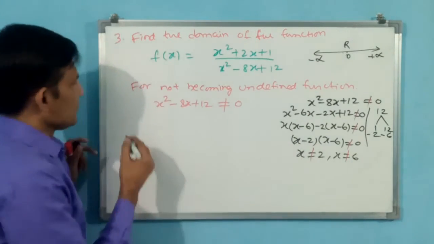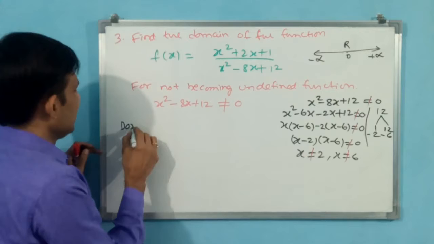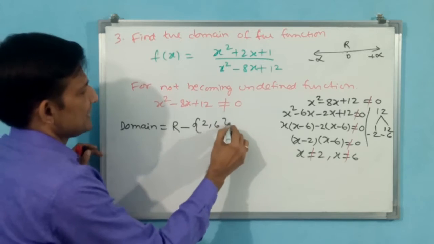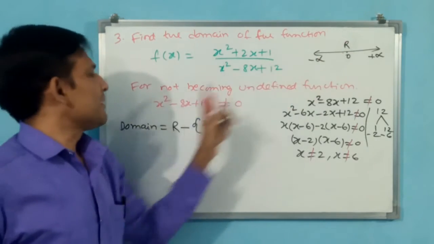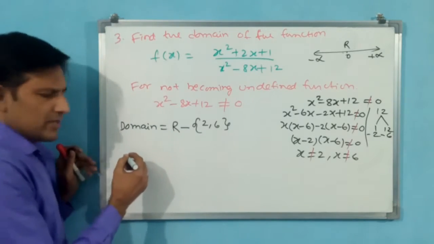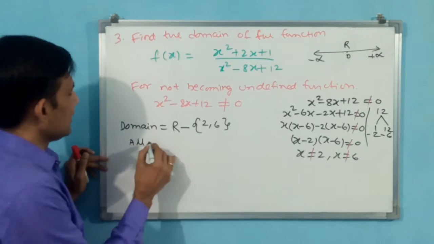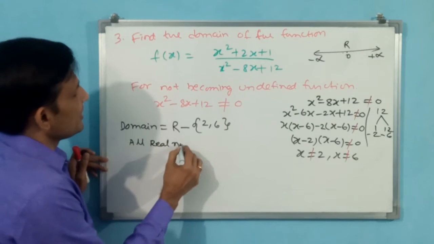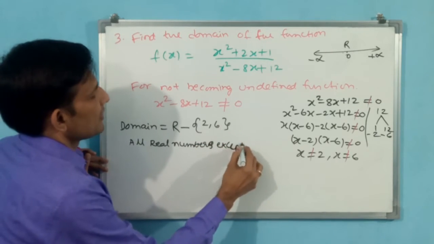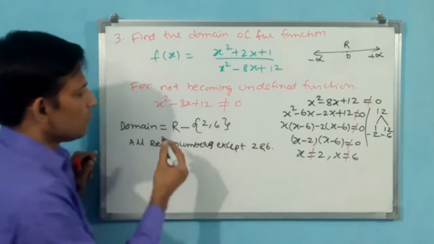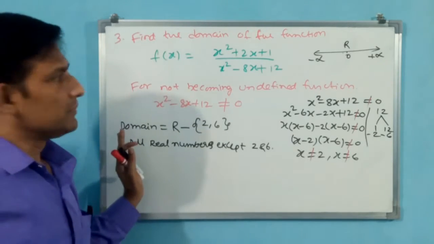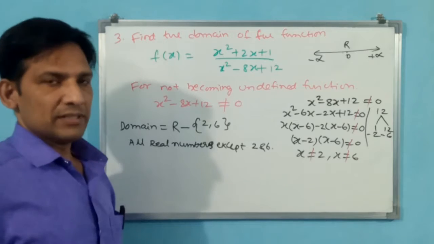How I am writing, you see. Domain is asked, na? Domain is equal to R minus {2, 6}. That means all real numbers you can give except 2 and 6; 2 and 6 should not be given. Or you can write like this: all real numbers except 2 and 6. Both are correct. You can write this also, you can write this also. Both have the same meaning. Like that you have to answer this question.